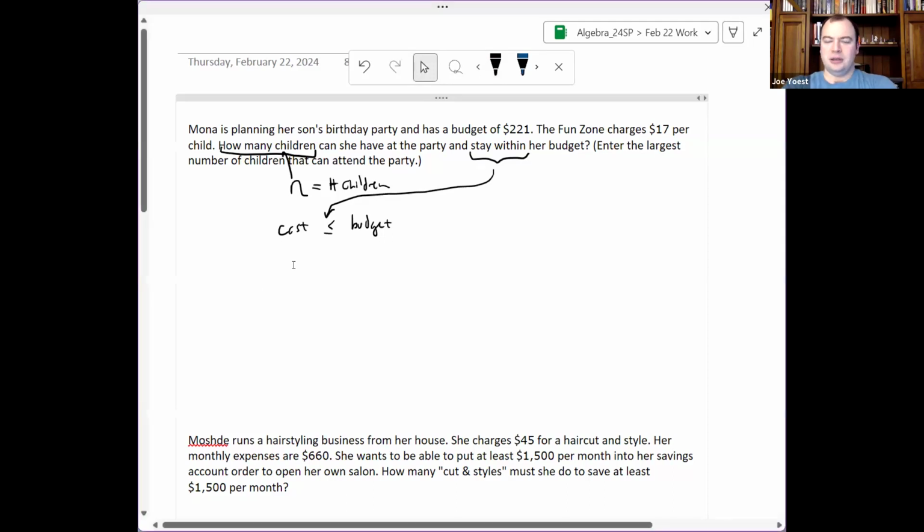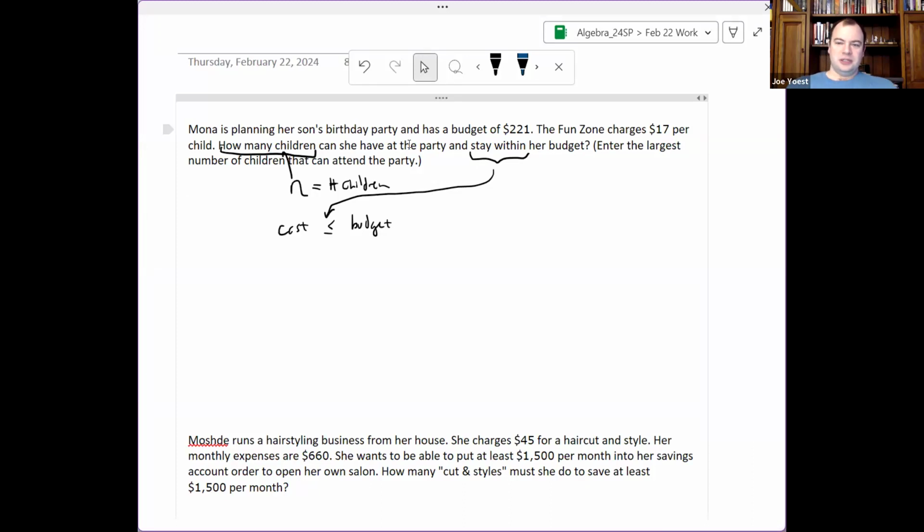Okay, so this problem can be maybe a little bit more challenging than the last one we did. And the reason is that, looking through here, I don't see greater than or less than or more than or less than. So what are my word or words that are describing the relationship between two components? Well, I'm asking how many children can she have at the party and stay within her budget? So I need to even use the context a little more here.